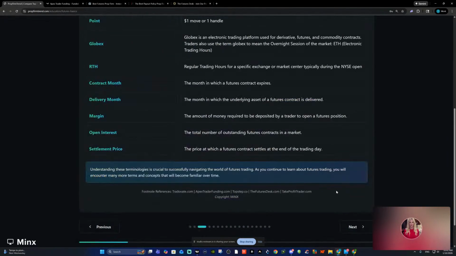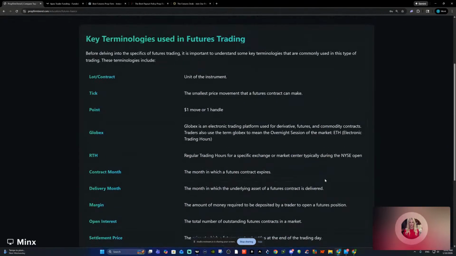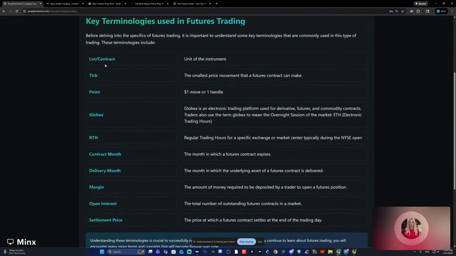Let's see next. Some of the key terminologies used in futures trading are lot or contract. That's the unit of the instrument. So if I say I am in 10 contracts of NQ, that's basically what it means. Tick is the smallest price movement that a futures contract can make. Point is a $1 move, or one handle.